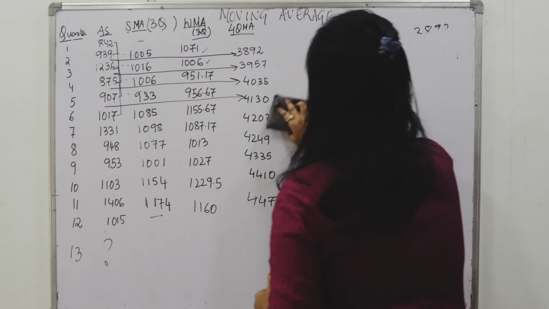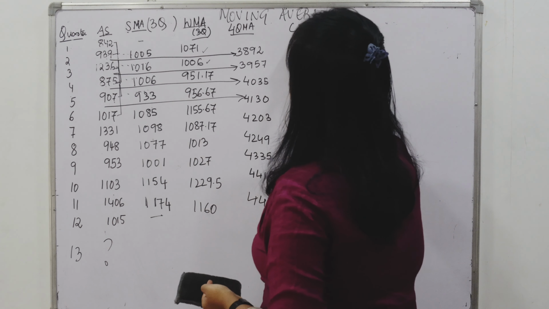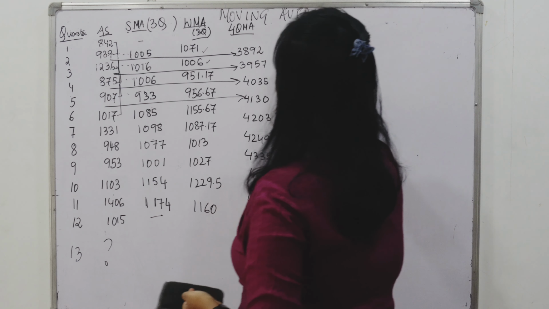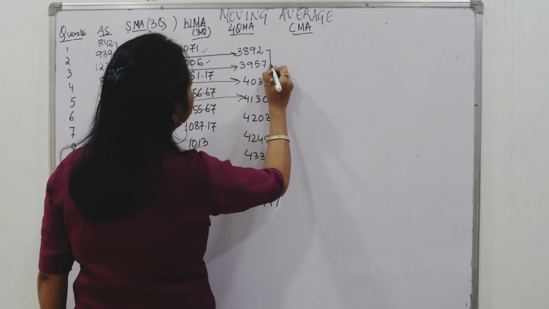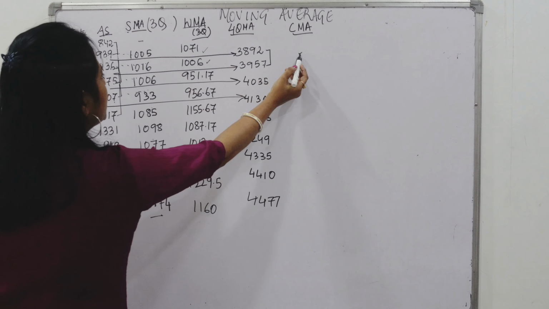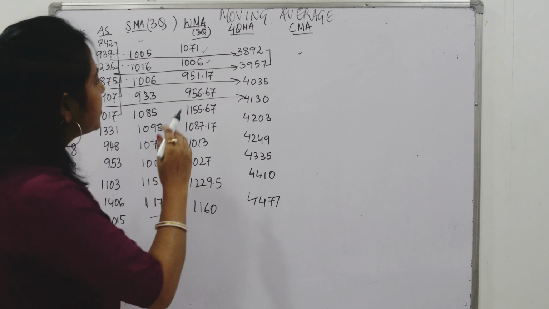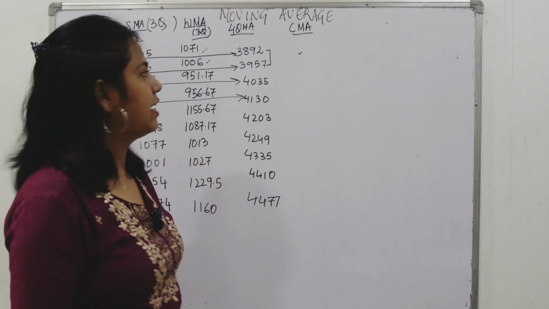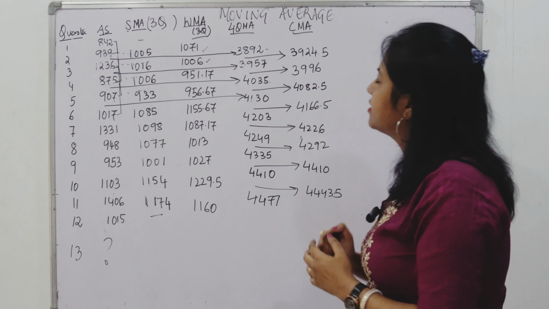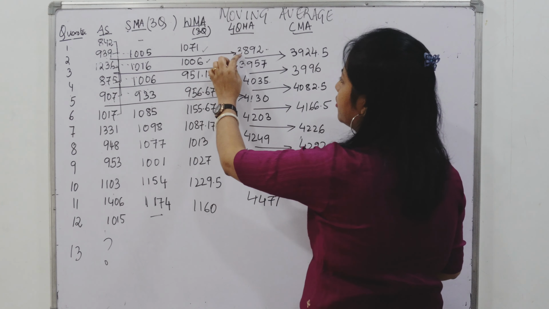In order to get the centered moving average, you have to write it as CMA, centered moving average. So you have to take the average of these two and write it in the middle. If you write the average of these two in the middle, you will get the values here. So let's take the averages and write the values in the last column.